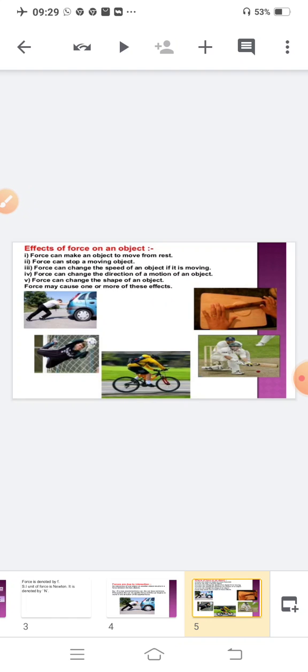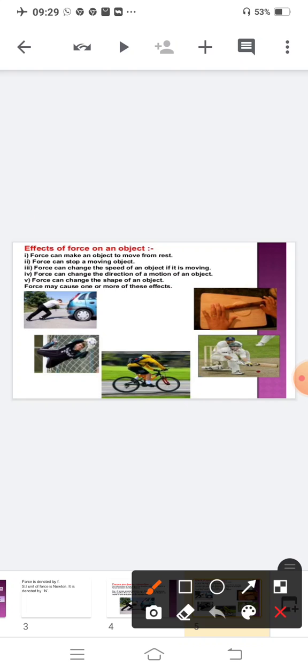Fourth one, force can change the direction of motion of an object. See in the fourth picture, this cricketer, when he applies force with the help of the bat, the direction of the ball will be changed. So with this we can say that force can change the direction of motion of an object.